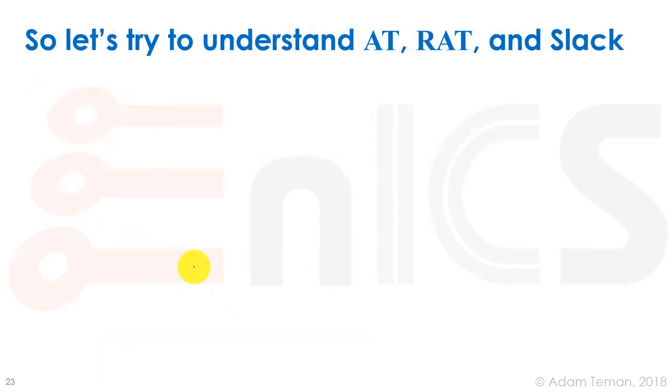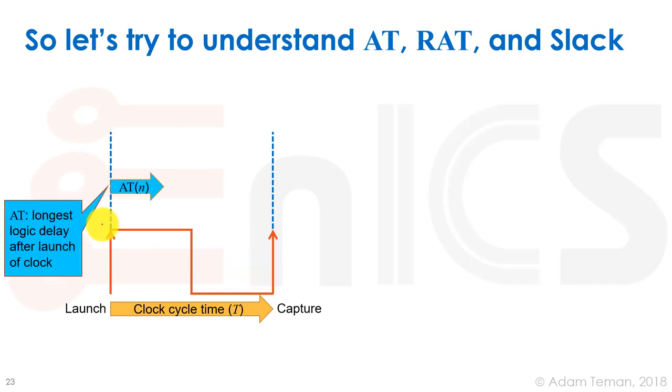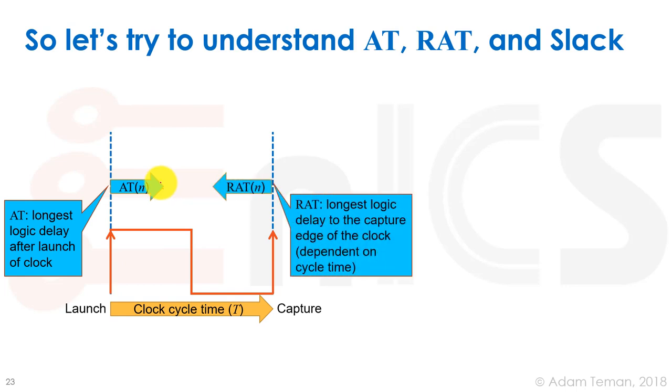Let's first try to understand this graphically. So this is the clock cycle time, our T. That's the time it should take from the launch path to get to the end, and this is the capture edge. So that's the first edge of the clock and the second edge of the clock, and there is a time period of T between them. And what we have here, the AT, is the longest logic delay after the launch of the clock. So the AT is the longest delay it could take for a signal to arrive at a certain node. The RAT is the latest it could be and still make it on time. That way we have the RAT, it had to make it by this time. It actually made it by this time.